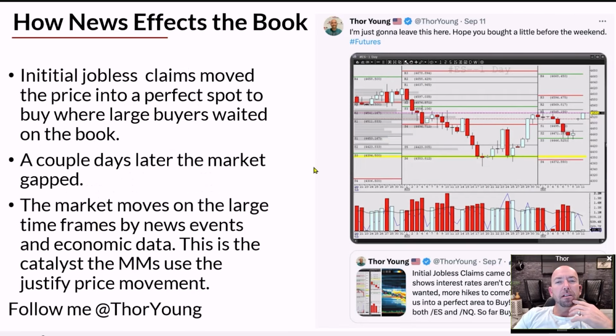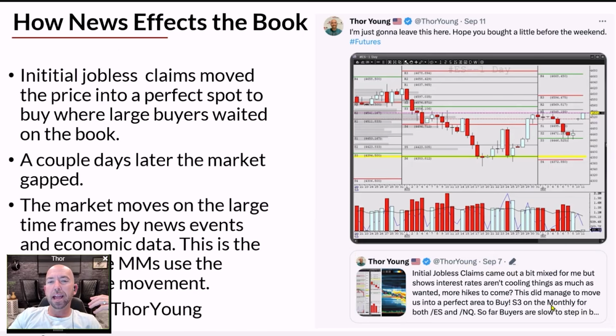Now, how news affects the book, I wanted to show you here. I have this post here of a call that I made, also from the Market Thorcast. You can see here on September 7th that I called: initial jobless claims came out a bit mixed for me, but show interest rates are cooling. Did manage this move us into a perfect area to buy. S3 on the monthly for both so far. Buyers are slow to step in. So on the 7th, I wrote this.